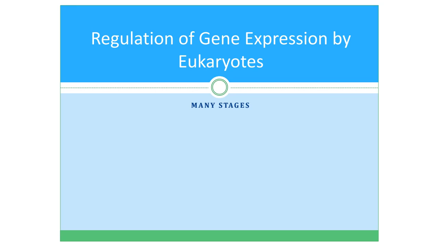Last time we talked about gene regulation in prokaryotes, or bacteria. Today we're going to talk about gene regulation in eukaryotic cells. So this would be how genes get turned off and on in your cells.